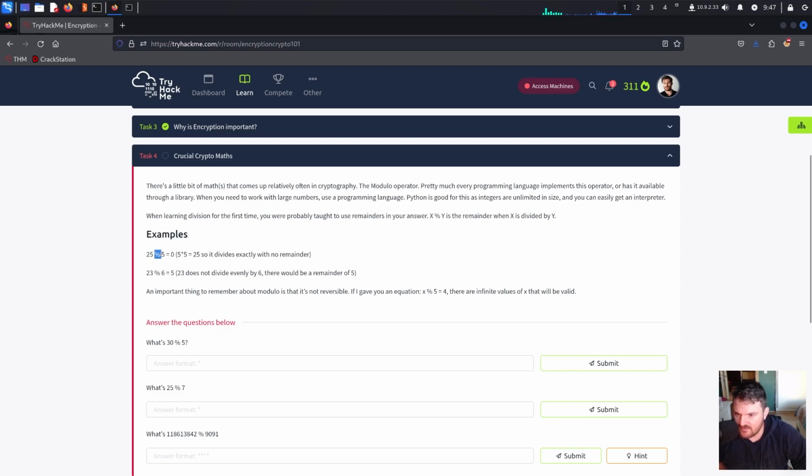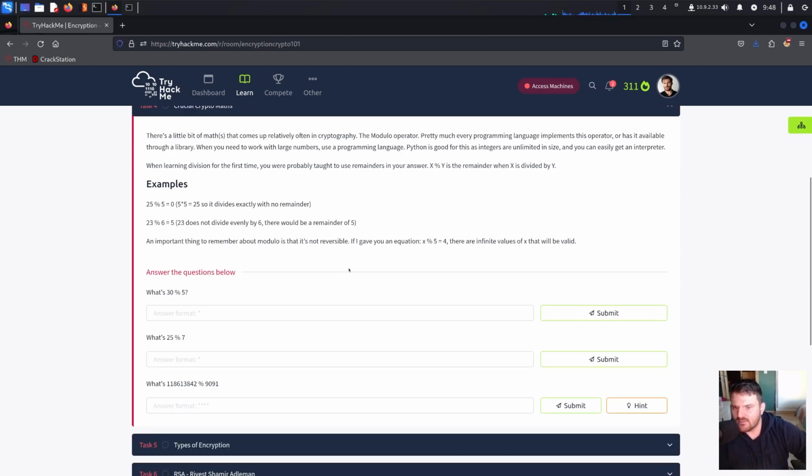Examples: 25 modulo 5 is 0 because 5 multiplied by 5 equals 25, so it divides exactly with no remainder. But 23 modulo 6 is 5 because 23 does not divide evenly by 6. There would be a remainder of 5 because 23 divided by 6 is 3, which is 18, and then 23 minus 18 is 5. And there we have the result of 23 modulo 6. Cool.